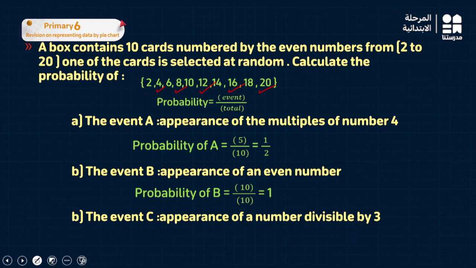The last thing I have says the event C, appearance of a number divisible by 3, that can be divided by 3. What are the numbers in your sample space that can be divided by 3? Of course, 4 is not divisible by 3. I have 6, divisible by 3, 12 divisible by 3, and 18 divisible by 3. So I will have 3 outcomes, 3 events divided by 10, so it will be 3 out of 10.